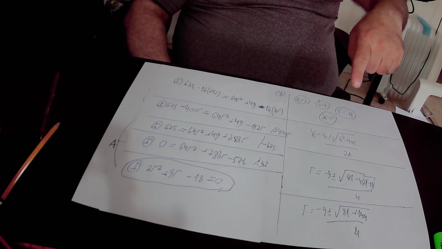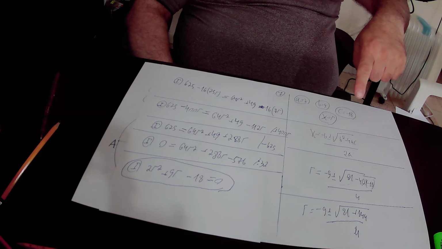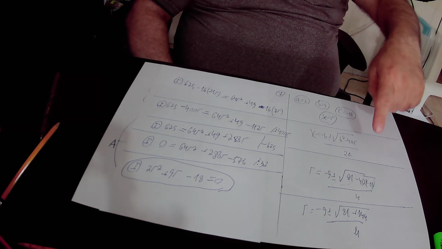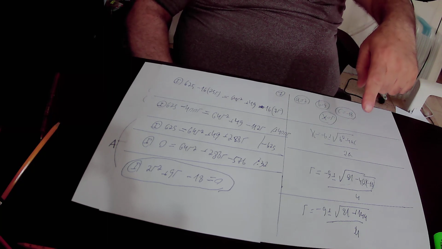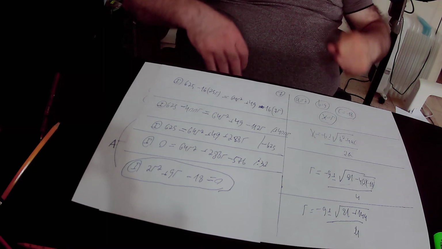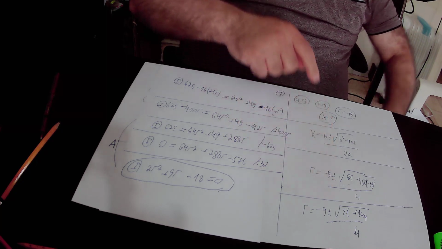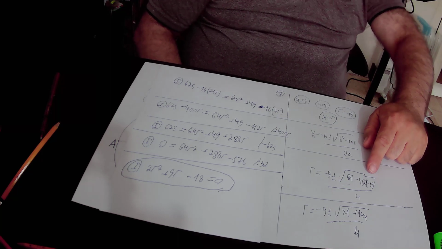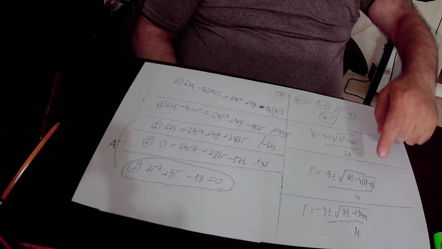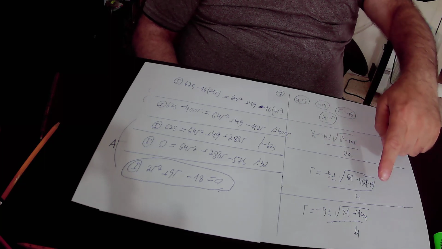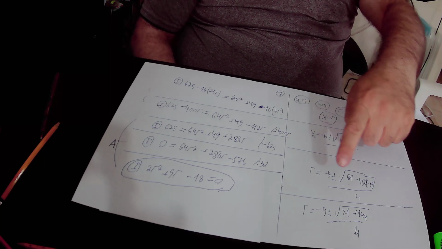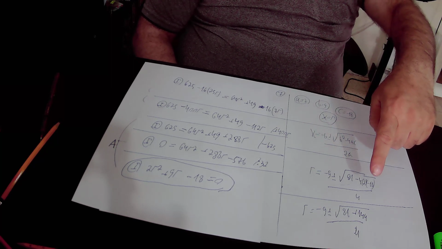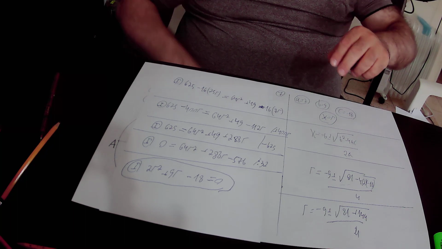B is 9, so b squared is 9 squared, that is 81, minus 4 times a is 2, times c, that is minus 18, over 2a. A is 2, so 2 times 2 is 4. So here we got that r equals minus 9 plus minus. Minus 4 times 2 is minus 8, and minus 8 times minus 18 is plus 144. So inside the root we are left only with 81 plus 144. So here r equals minus 9 plus minus root of 81 plus 144 over 4.